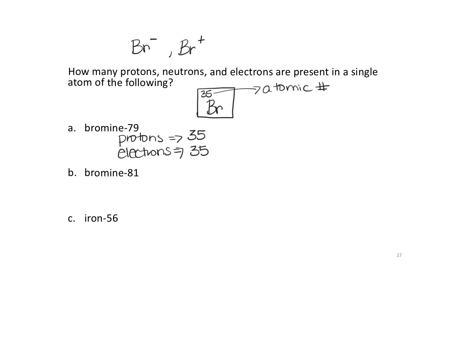Now, here's the sticking point. We need to figure out the number of neutrons. To figure out the number of neutrons, we need to take the mass number and subtract the atomic number. So the mass number here is 79. We look at the periodic table for the atomic number, that's 35, and that gives us 44 neutrons.